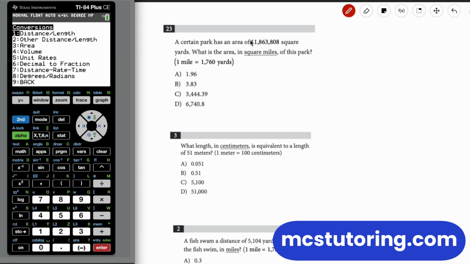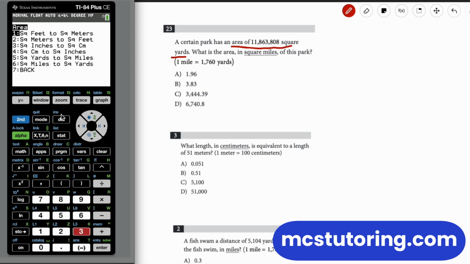Okay, a certain park has an area of 11,863,808 square yards. What is the area in square miles of the park? So we're starting with square yards going to square miles. We're going to choose option 3 from the unit conversion menu. And then what are we doing? We're going from square yards, so option 5 looks like square yards to square miles.